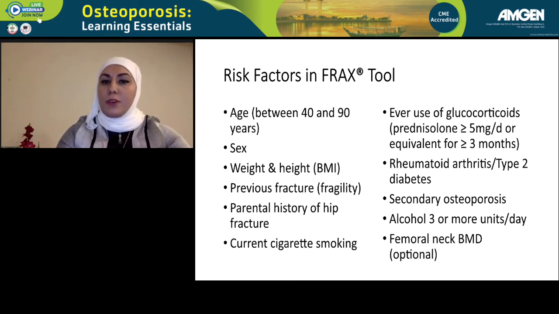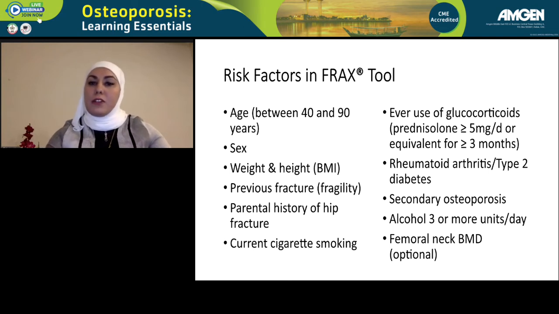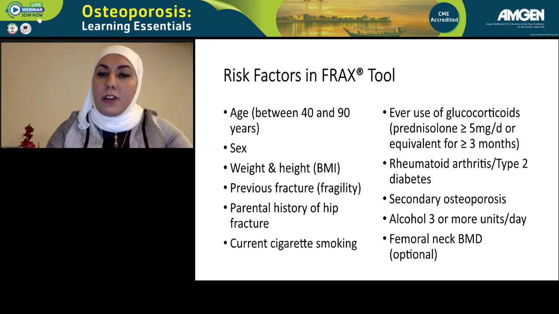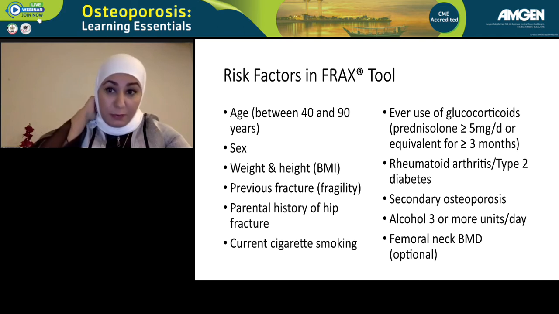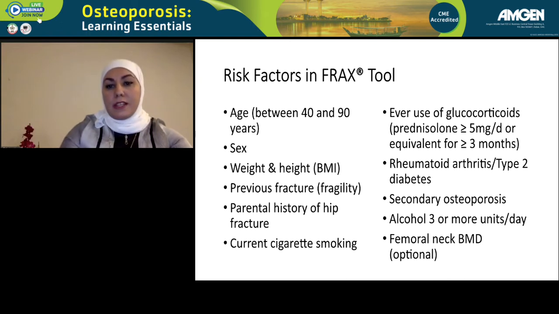Current cigarette smoking. And as I mentioned, the use of glucocorticoids, of prednisolone, 5 milligram per day or equivalent for 3 or more months. Rheumatoid arthritis or type 2 diabetes. If we have type 2 diabetes, we take it in the rheumatoid arthritis box. Secondary osteoporosis, and alcohol, 3 or more units per day, femoral neck BMD, which is optional.